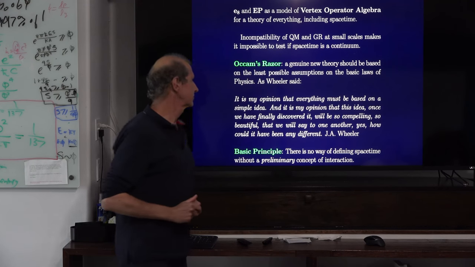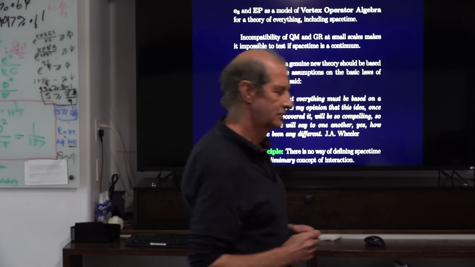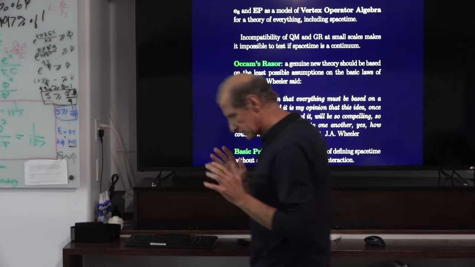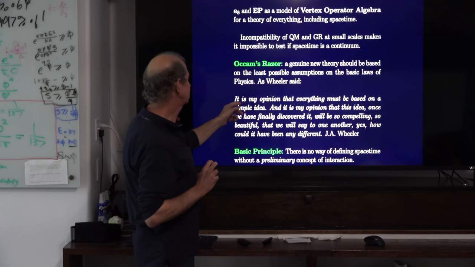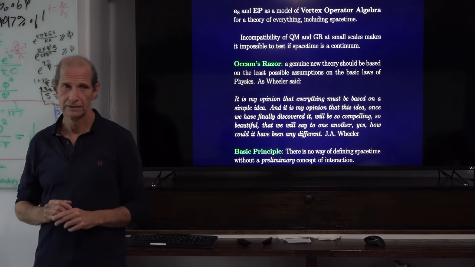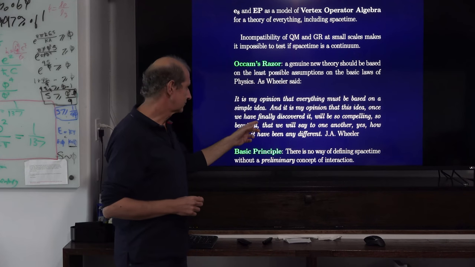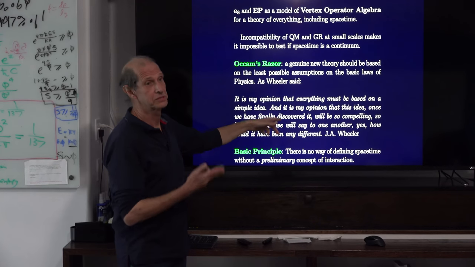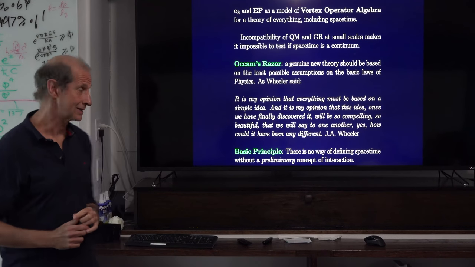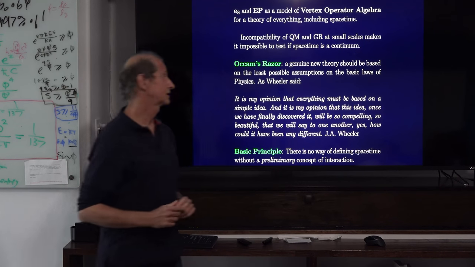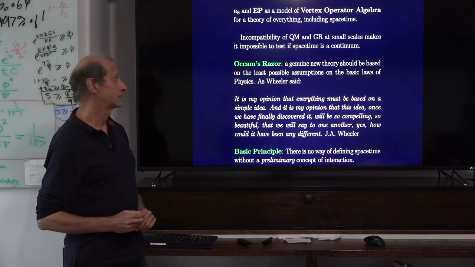I invite you to think in terms of Occam's razor. Namely, as I already said before, try to get rid of most of the structures all of us are specialized in, and go back to first principles. So try to put everything away except for very fundamental things. And I like to report a sentence in this respect by Wheeler. I was so lucky to hear him saying that, at breakfast near Washington at a conference. It's a famous sentence, very frequently reported by Wheeler, where he says, "It is my opinion that everything must be based on a simple idea. And it is my opinion that this idea, once we have finally discovered it, will be so compelling, so beautiful, that we will say to one another, yes, how could it have been any different?"